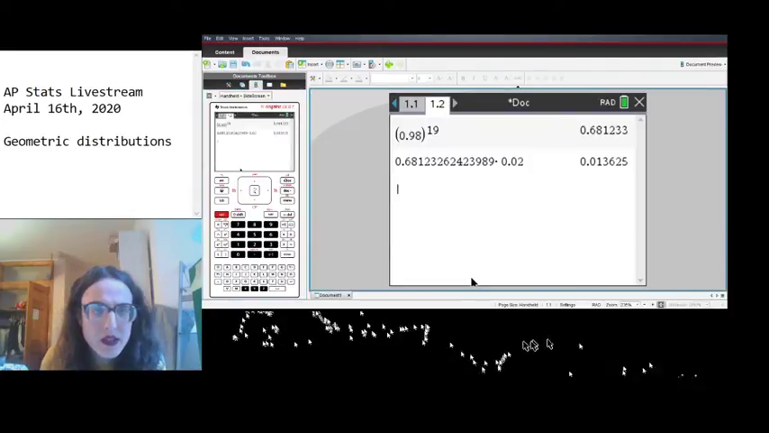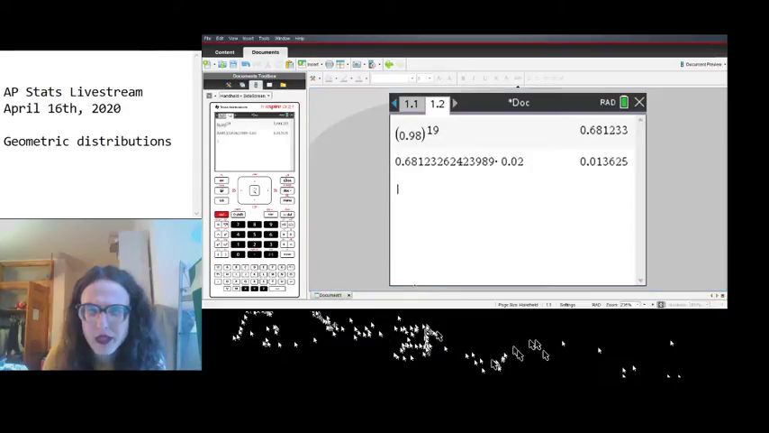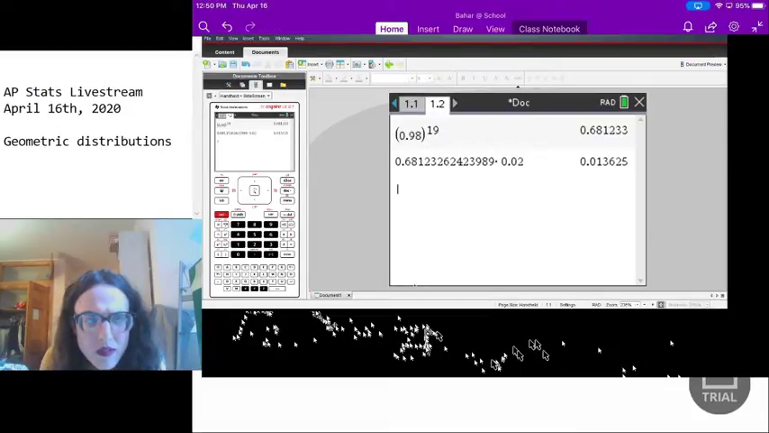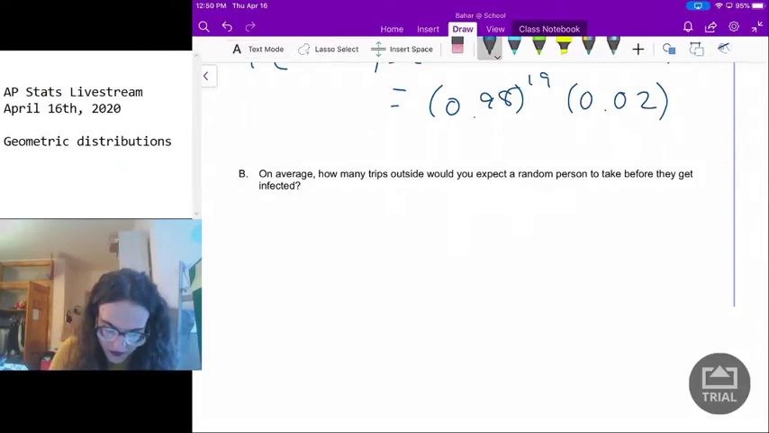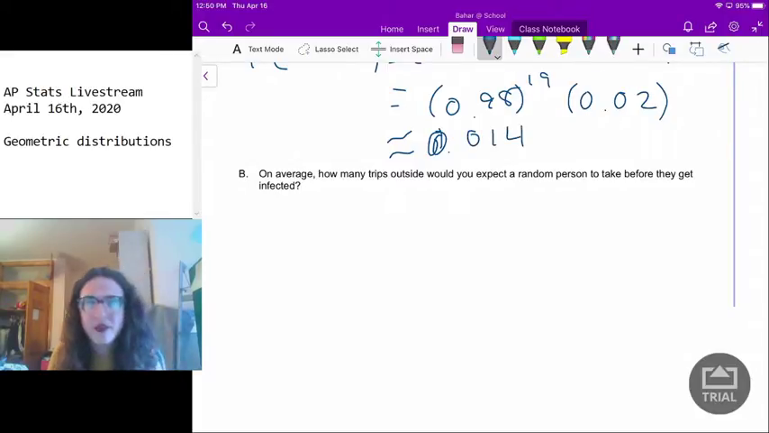Let's take off the calculator. Sorry, I think my software is bugging out a little bit. There we go. All right, now it's playing a little nicer. So we said this is going to be approximately 0.014. So this would be the probability of that.